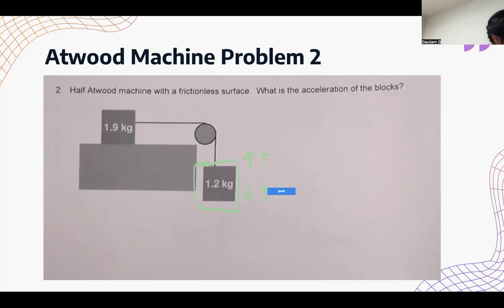Gee, I should choose a different color. This is hard to see. There we go. Tension upwards. You thought it was a spin rectangle? No, it's these two, right? And gravity downwards.